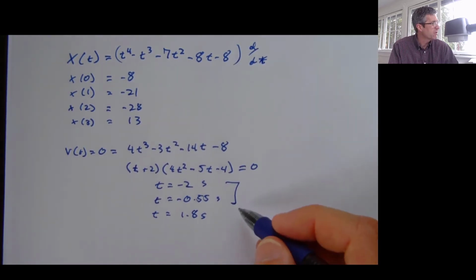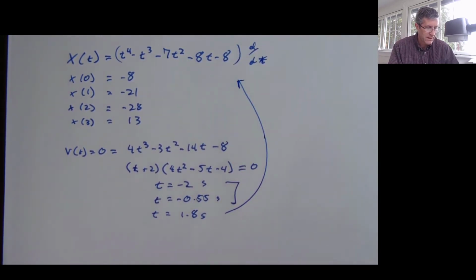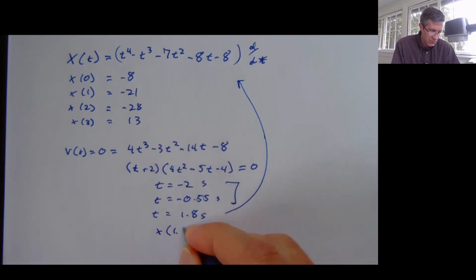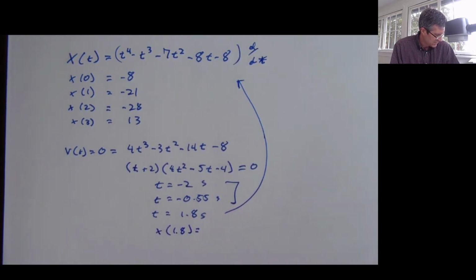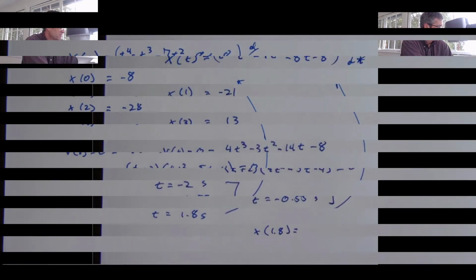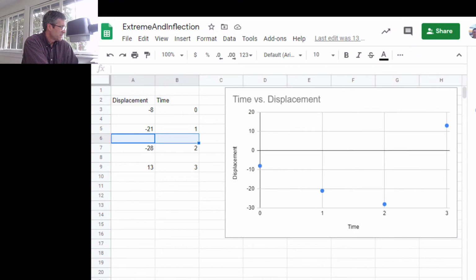So I can plug that in back to my original position equation, and I'll discover that the position at 1.8 seconds comes to something. What did that come to? I don't know. I'll plug it in and see what we got. I think it was 32.4. So let's add this to our graph.